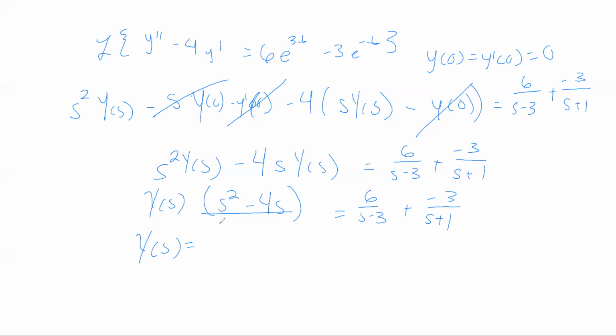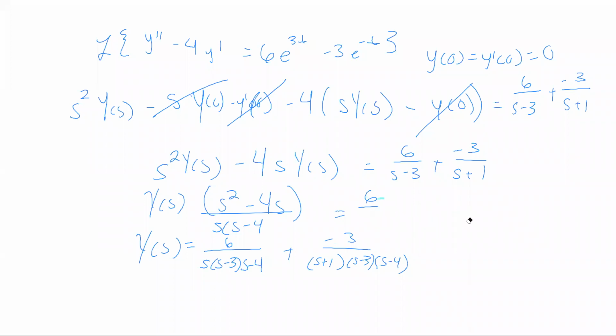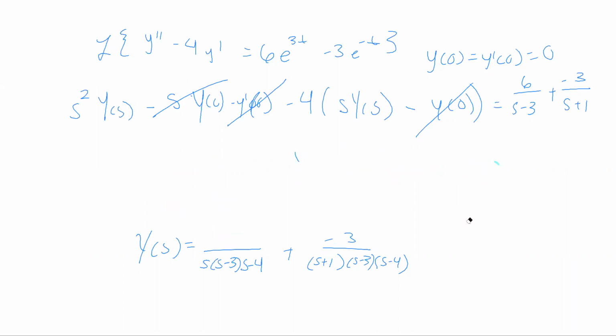simplified, right? Because this is technically s and s minus 4. So that means on the right-hand side, I have 6 over s minus 3, s minus 4, plus -3 over s plus 1, s minus 3, s minus 4, which means I have two fractions that I need to go ahead and do partial fraction decomposition with. Again, I'll go through that process really quickly, but if you want more examples, we do have a video.